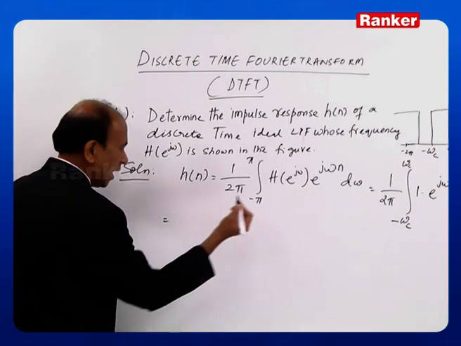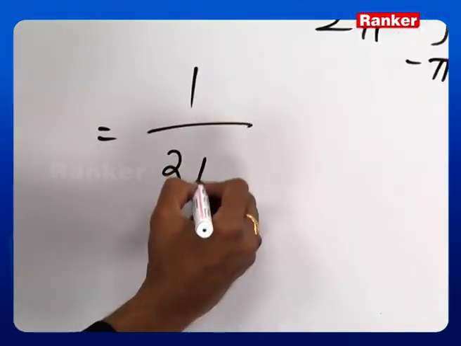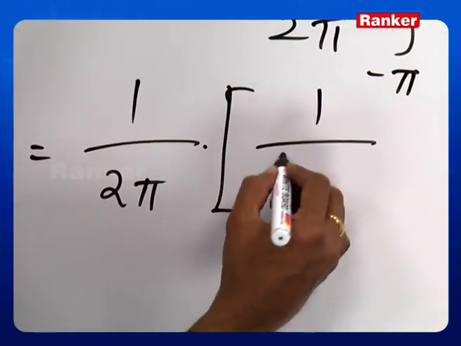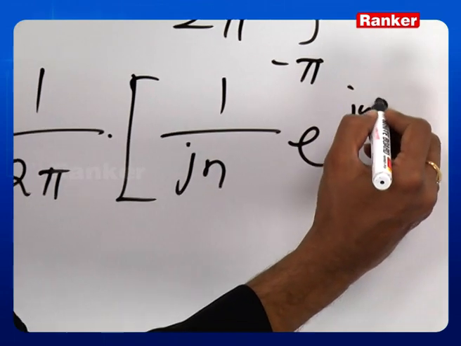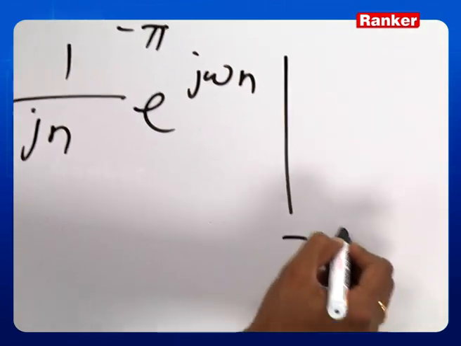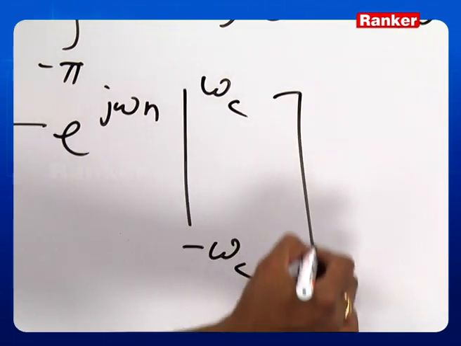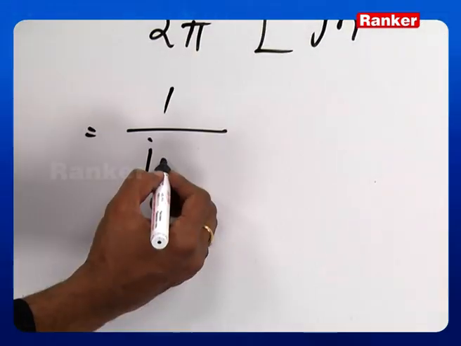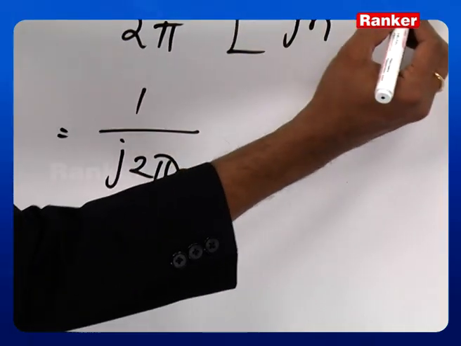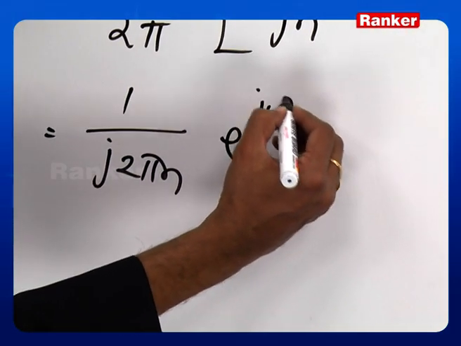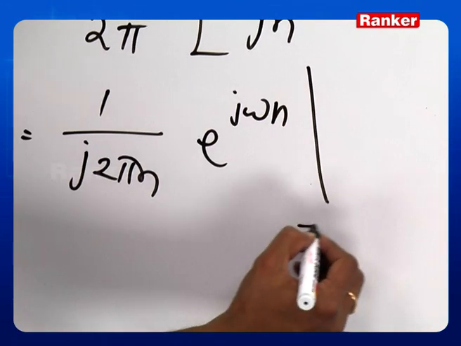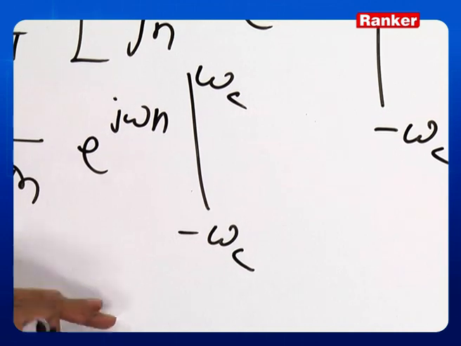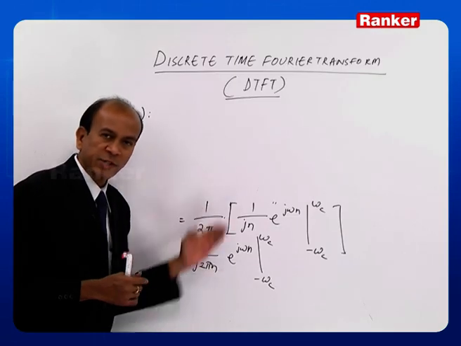So, that will be equal to 1 by 2 pi into 1 by j n e to the power of j omega n, which exists from minus omega c to plus omega c. 1 by 2 pi, we will bring this out, 2 pi j n, then this is equal to e to the power of j omega n evaluated from minus omega c to plus omega c. Let us substitute this now.